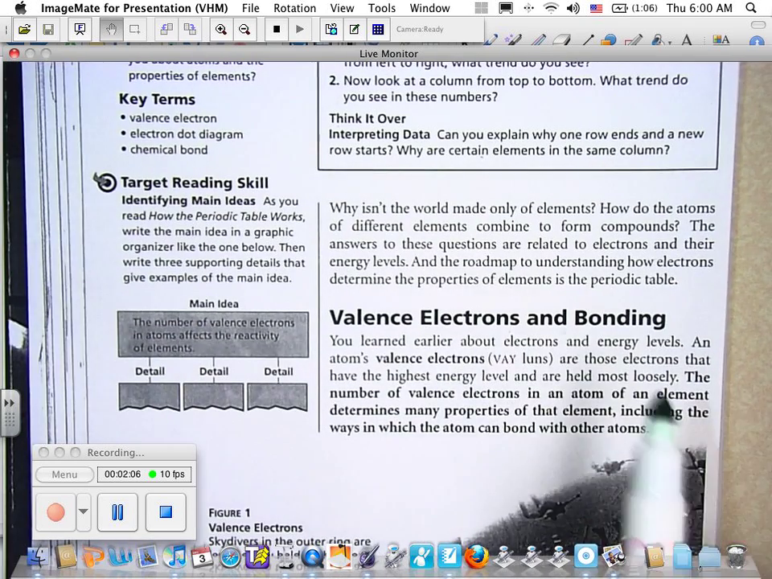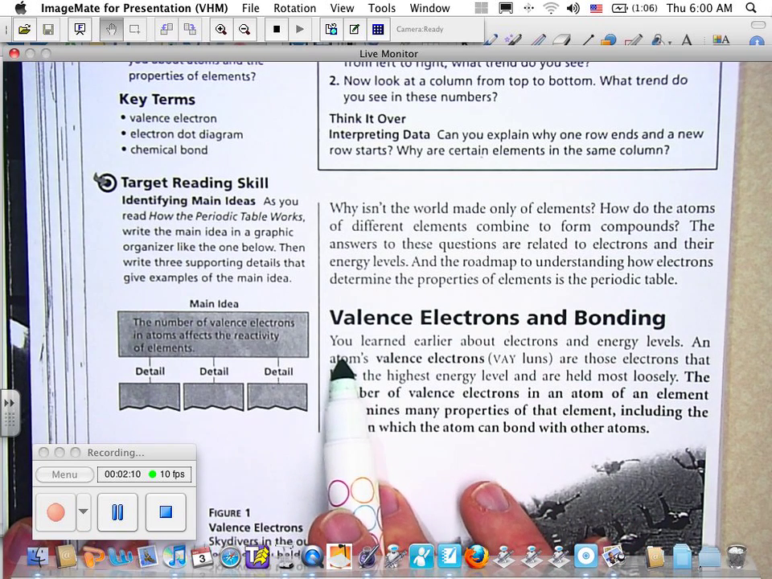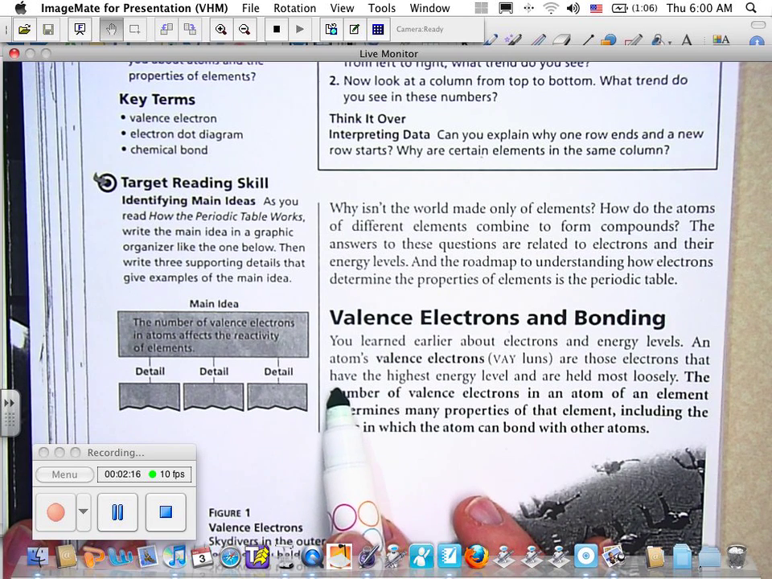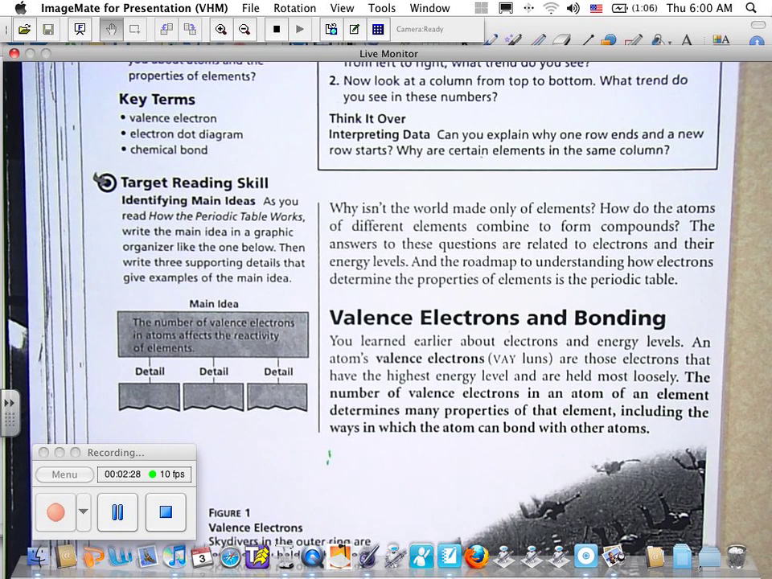Okay? You learned earlier about electrons and energy levels. An atom's valence electrons, vocab word, are those electrons that have the highest energy level and are held most loosely. The number of valence electrons in the atom of an element determines many properties of that element, including the ways in which the atom can bond with other atoms.